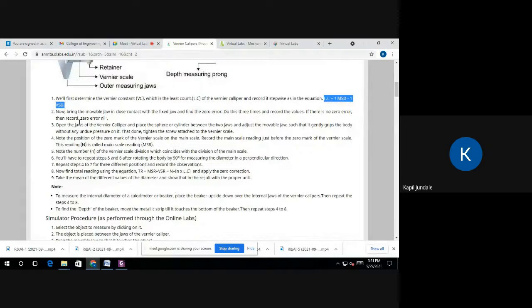Now bring the movable jaw in close contact with the fixed jaw and find the zero error. First move it and find out whether the error is zero. Do this 3 times and record the values. If there is no zero error, then record zero error nil.